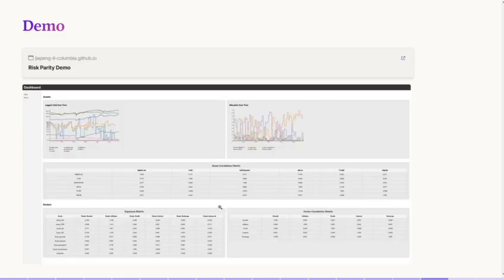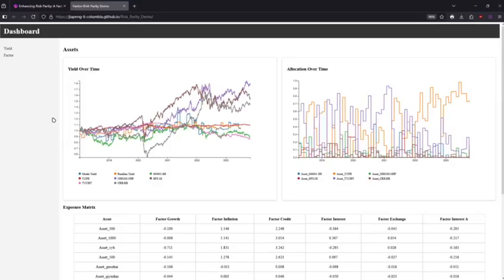The next is our demo website. The demo website consists of three main parts. The first part is the asset part, which shows how the assets yield over time and how the assets are allocated in the portfolio over time. The yield over time graph shows you how each individual asset, along with the portfolio of our model, yields over time. The allocation over time graph shows you how each individual asset is weighted in the portfolio.